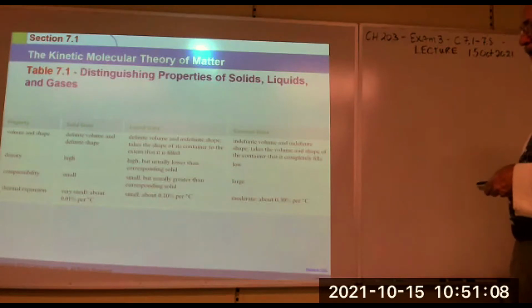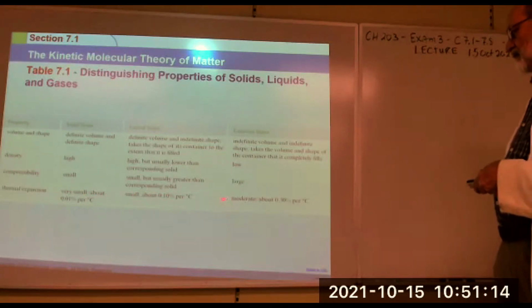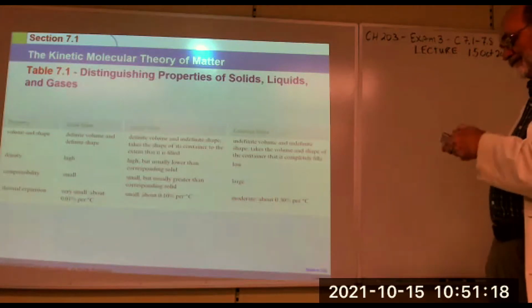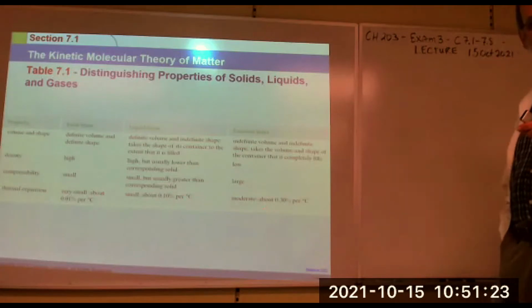Thermal expansion is usually very small for solids, small but a little larger for liquids, and moderate for gases. Those values, you don't need to know. They're just for comparison purposes.